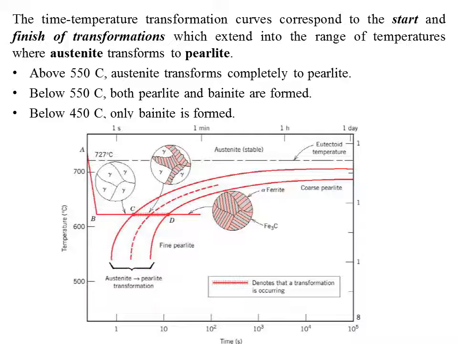The microstructure itself changes. Here it forms alpha ferrite and Fe3C mixed together. You can see the pink lines here. So that is how the microstructure changes with respect to time. So the TTT diagram gives you the information regarding the transformation happening in any phase or material with respect to time.